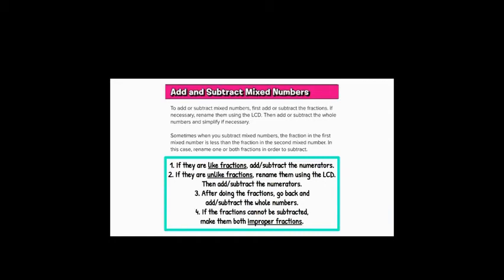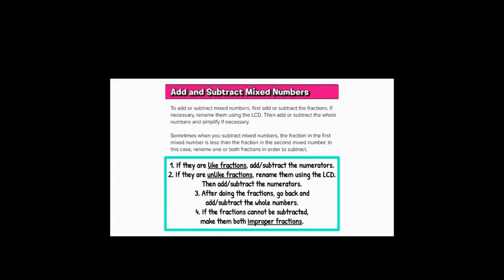So I summed this all up for you guys in 4 easy steps. Number 1, look to see if they are like fractions. If they are, you're just going to add and subtract the numerators like you normally would. Number 2, if they are unlike fractions, you need to rename them using the least common denominator. Then you'll add and subtract the numerators as normal. Step 3, after adding or subtracting the fractions, you're going to go back and do the same thing to the whole numbers.